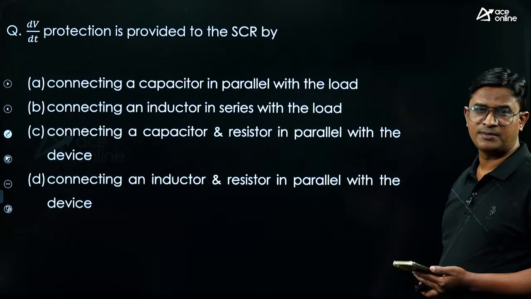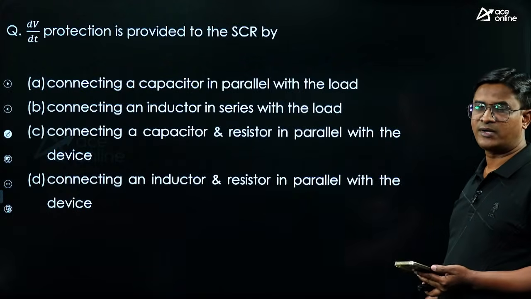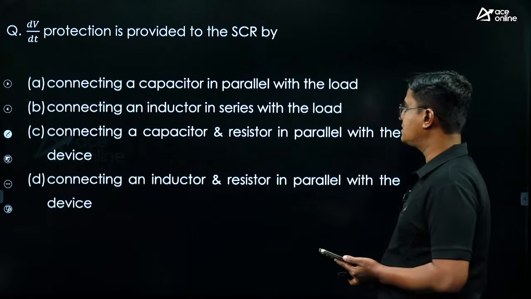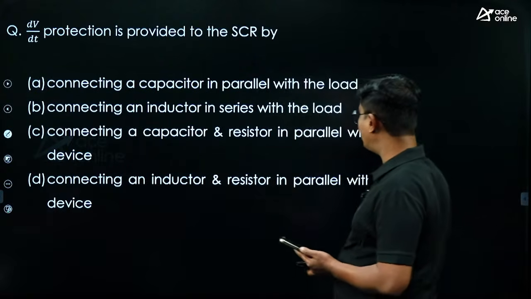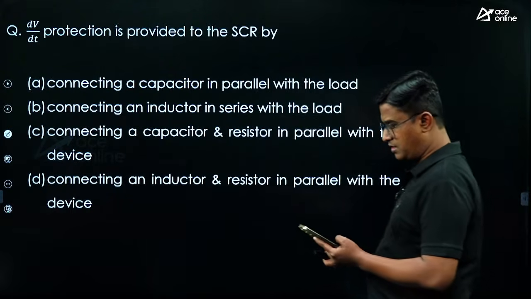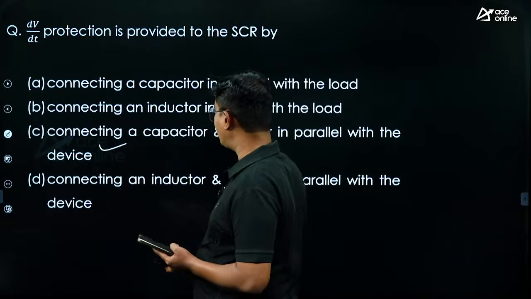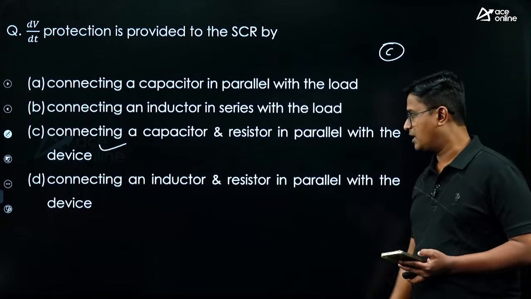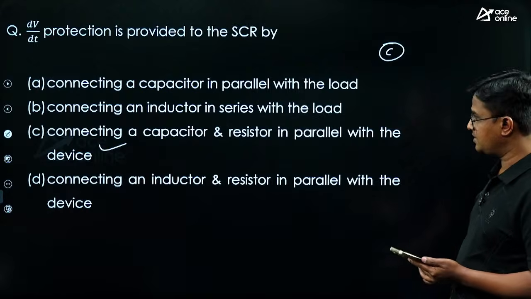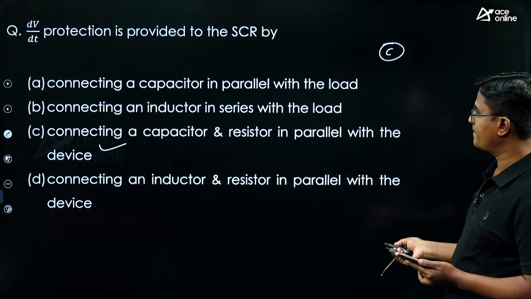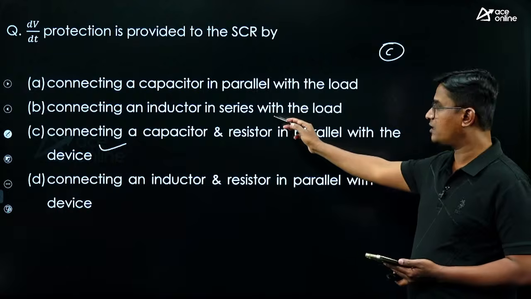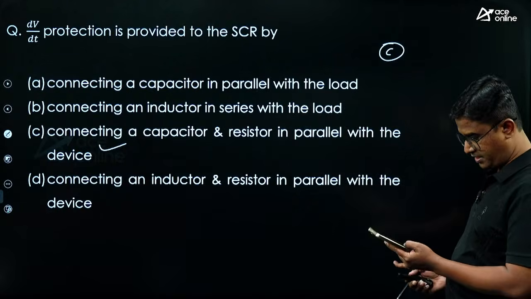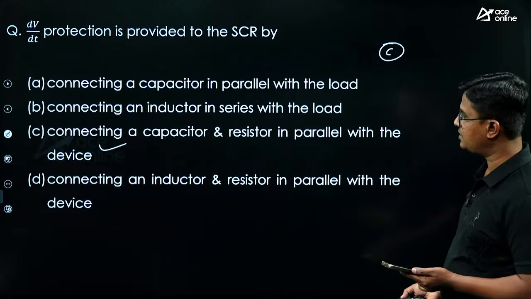We know that dv by dt protection is required to avoid the false triggering of SCR, and for that we are using which circuit? RC snubber circuit. So connecting a capacitor and resistor in parallel with the device, that is option C, the correct option. RC snubber circuit we are using. Inductor is for di by dt, not for dv by dt, be careful, okay? So don't say option B. It is C only, correct.